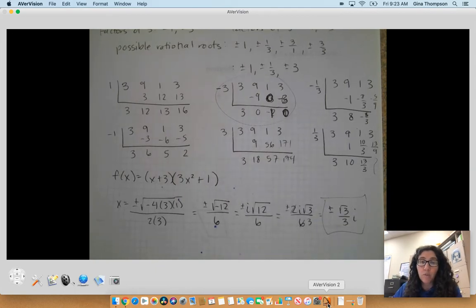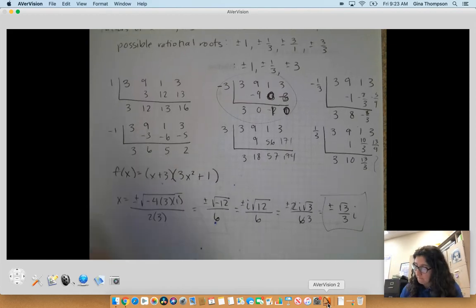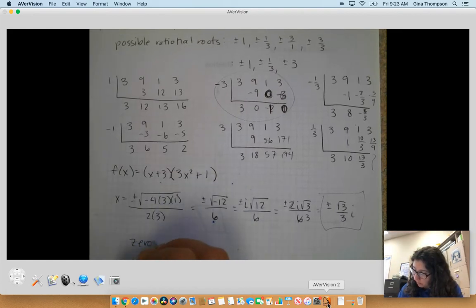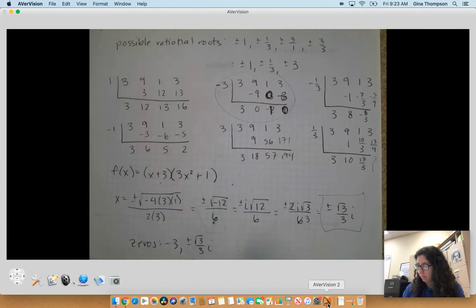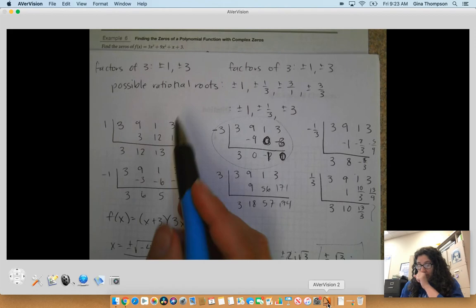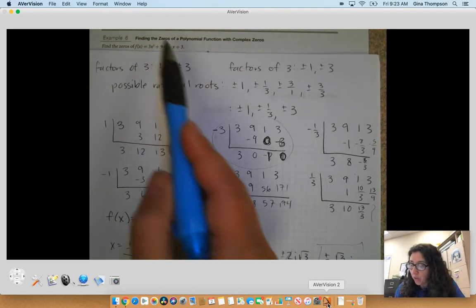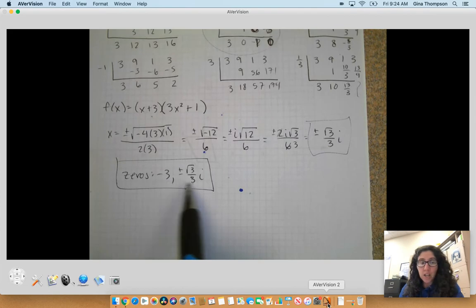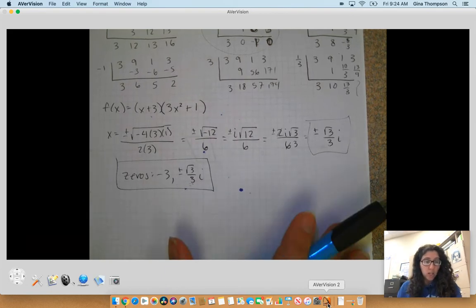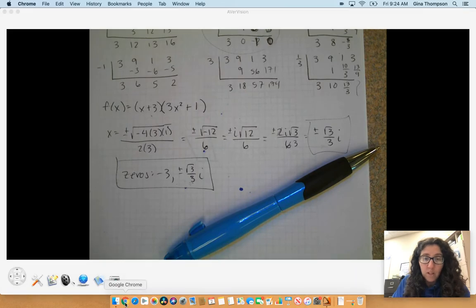This is the first time that we've gotten complex numbers as zeros of our polynomial. Okay, so we can list the zeros now, right? The zeros are negative 3 and plus or minus square root of 3 over 3 times i. That would be my solution. And that's what we'd expect. Okay, we have a third degree polynomial, and we got 3 zeros, including 2 complex zeros, right? So including complex roots, we get 3 zeros.